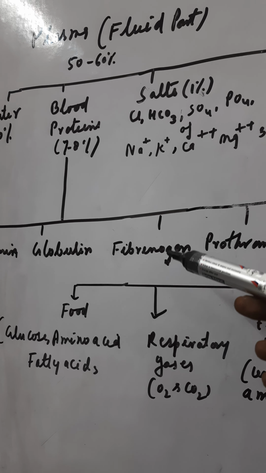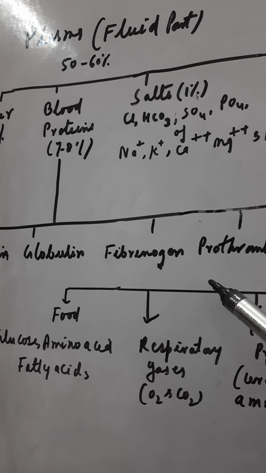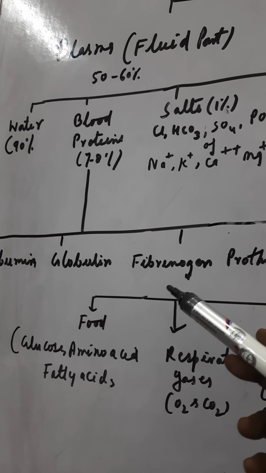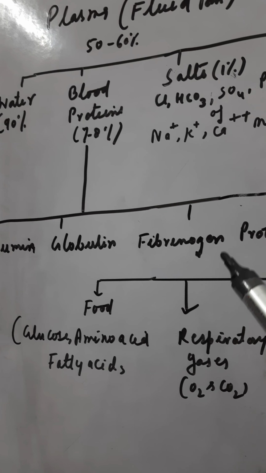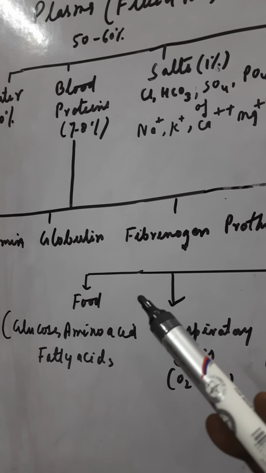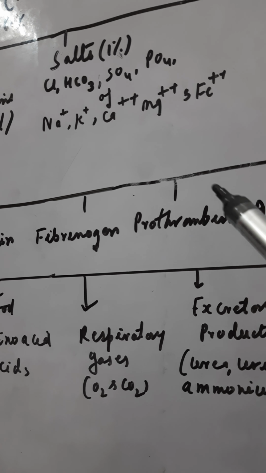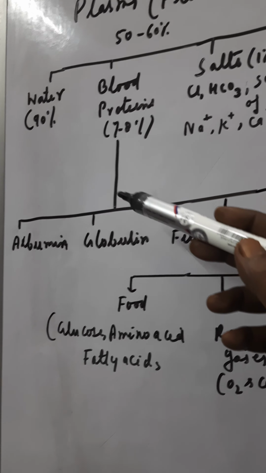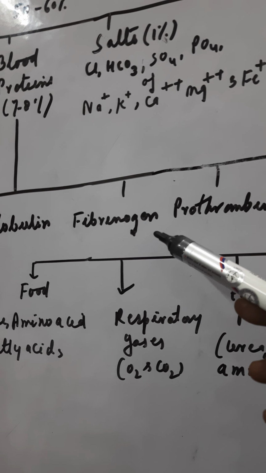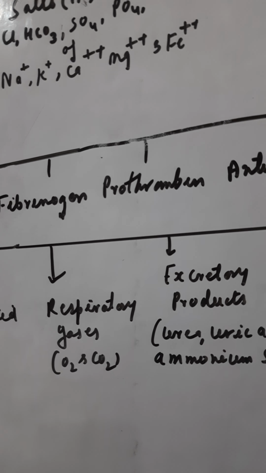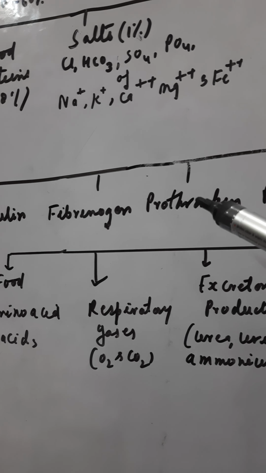Children, I had explained to you about the gen word earlier. I had told you that if the gen word is attached at the back and pro is attached in front, then these are the inactive forms. For example, fibrinogen is converted into fibrin. I will be telling you where it is utilized. Prothrombin is converted into thrombin. So blood proteins are albumin, globulin, fibrinogen, prothrombin and antibodies. They are present in the fluid part of the plasma.